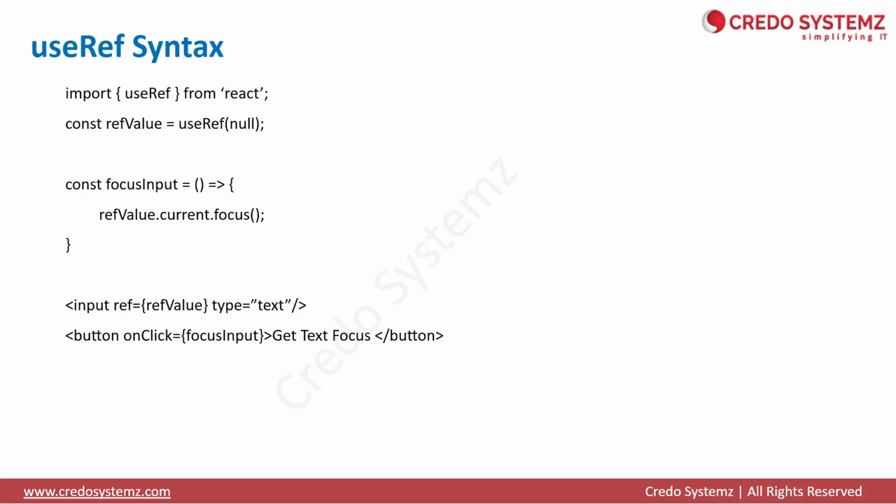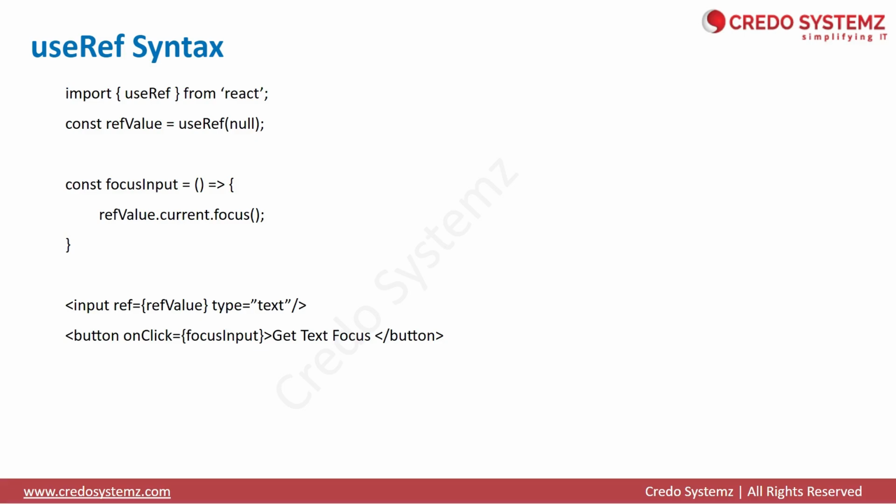What does this method actually do? This method points to the ref value. This is the variable that holds the useRef. And what am I doing with that? refValue.current.focus, which means whatever the ref value, the useRef hook method value, is, I just want to focus on that. What is the value? Null. Null is the initial value.